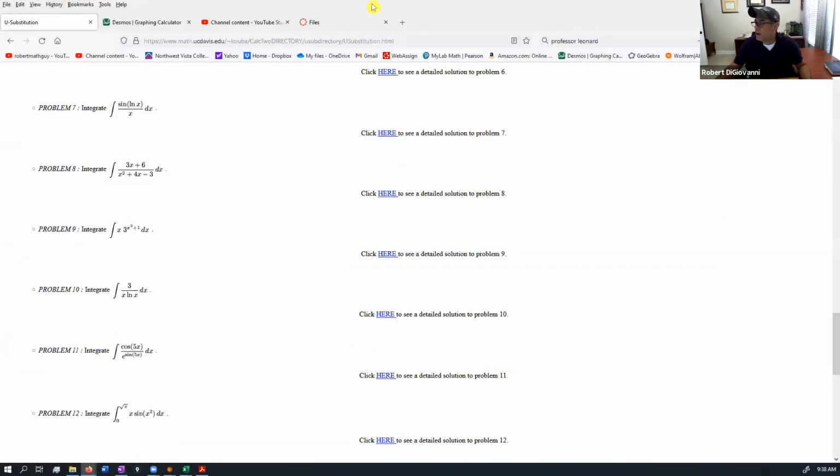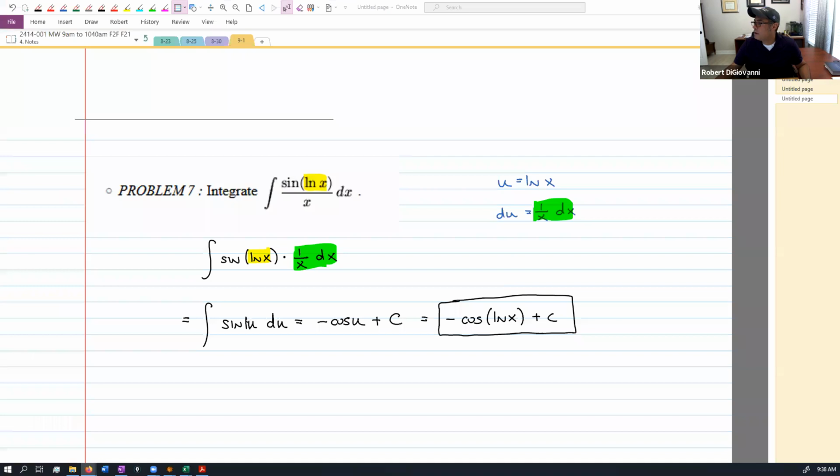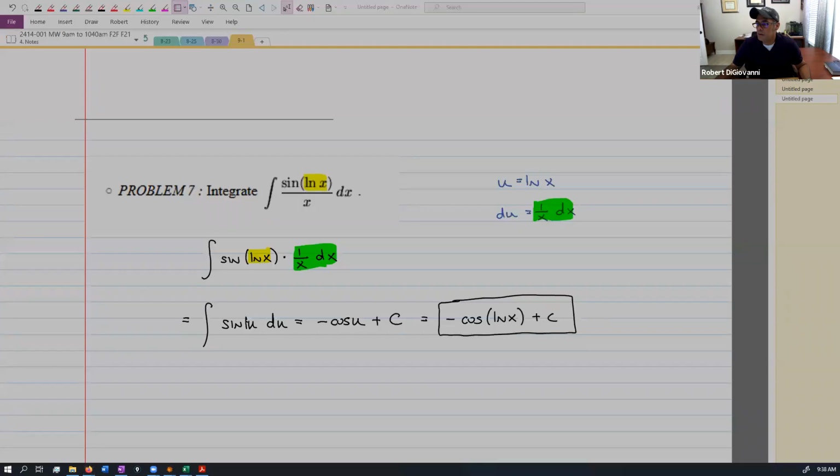I'm going to move this to the side so I can look at it over here. Okay, which of these look interesting? Okay, this one looks like it might be interesting.